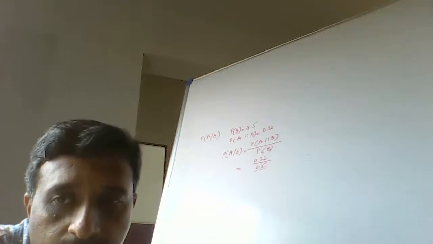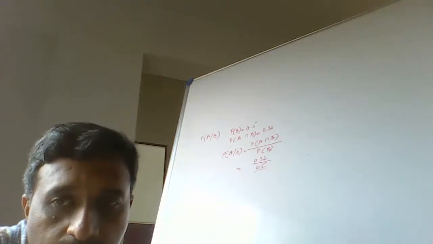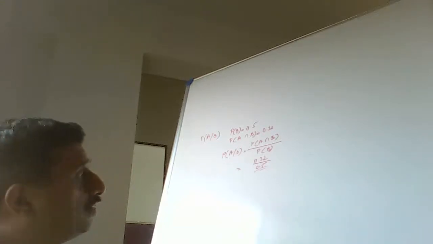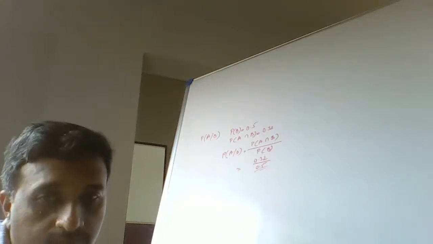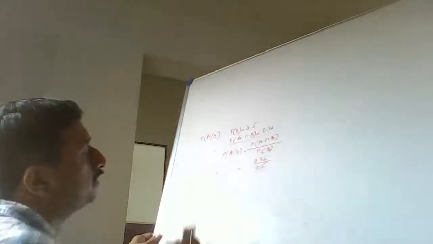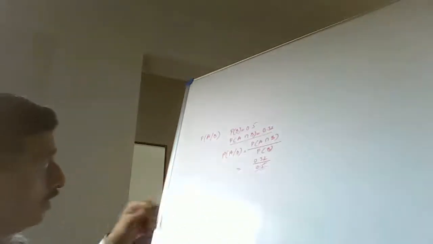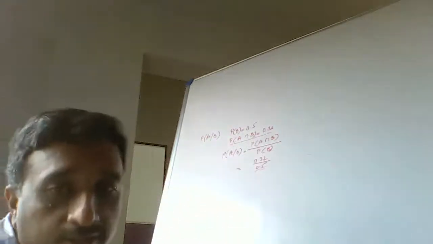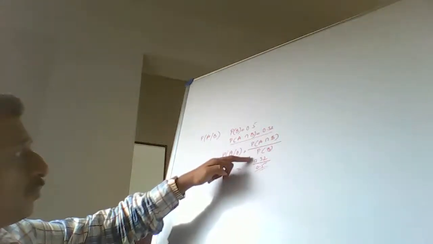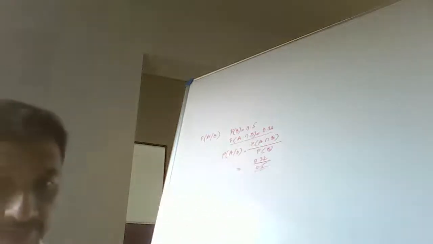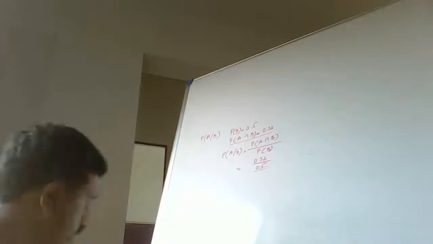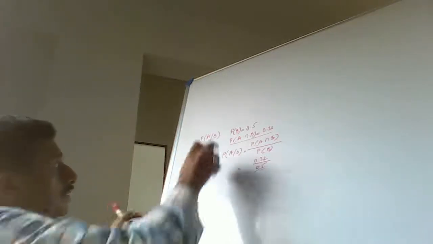Any queries? How is A intersection B? No, that is given, right? So we have given P of A intersection B as 0.3 and P of B which is 0.5. So I have substituted these values, that is 0.32 and this is 0.5. That's it. Okay. Now let us try to solve the next problem.